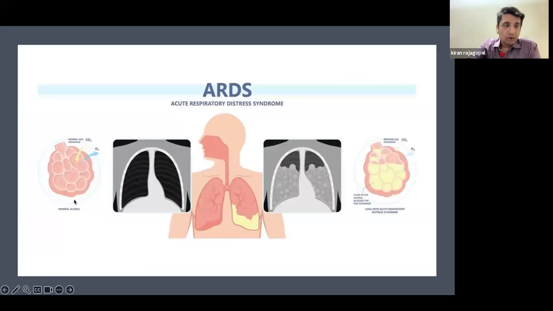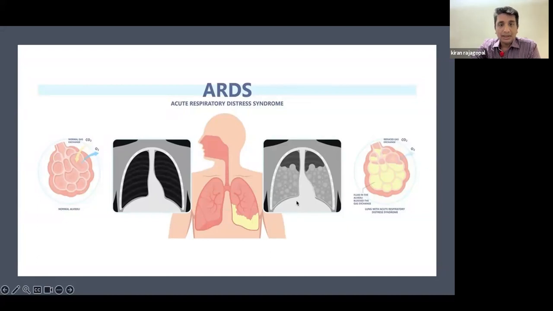See, this is the normal alveoli, which normally should contain air, so that oxygen and carbon dioxide exchange will happen, and the lung will look like this on an X-ray. In an ARDS lung, you can see that the alveoli, instead of getting filled by air, are fluid filled because of the loss of the alveolar capillary barrier. So it will be fluid filled, as a result of which the oxygen carbon dioxide exchange won't happen properly, and the X-ray will look like bilateral opacities.